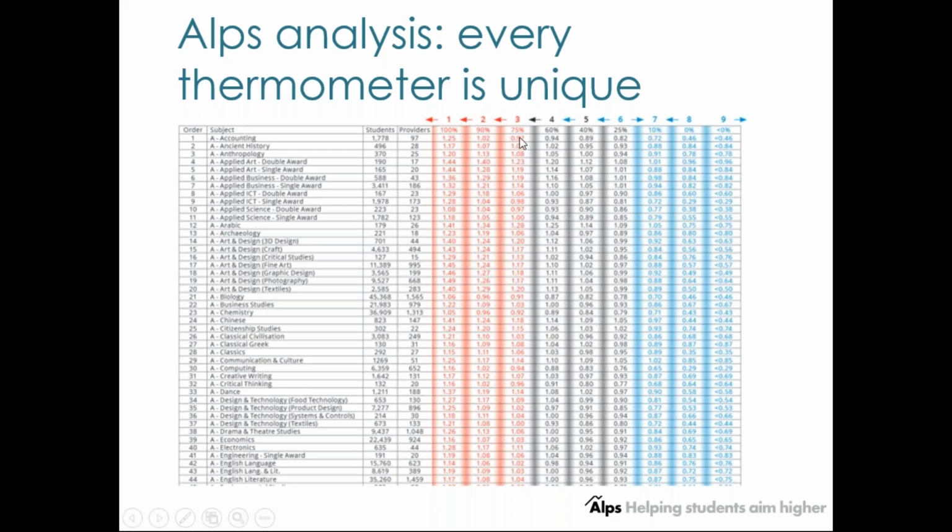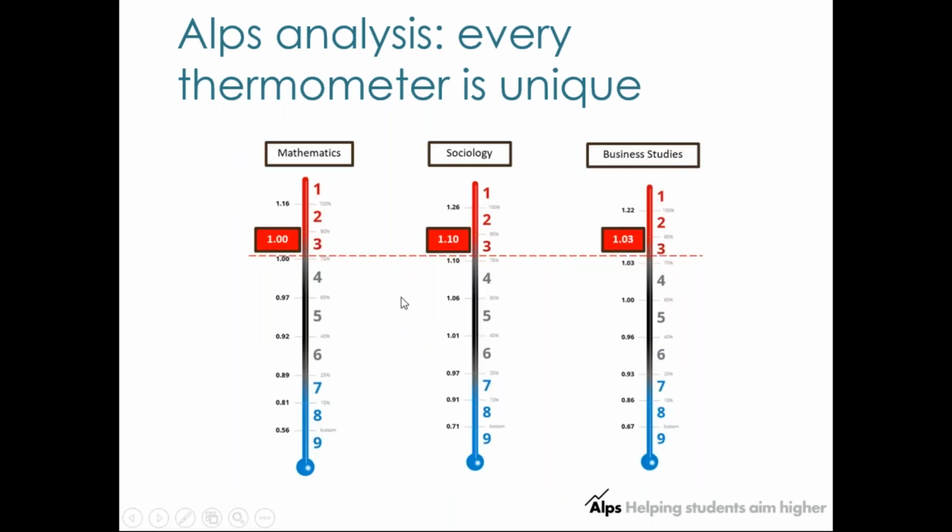You can see that lots of different subjects have lots of different benchmarks, not only at the 75th percentile here, which turns you red, but also at the 0.6 here, which will turn you from blue to black, and even at the grade 1 point. All of that data is in our guide. So you can see here 3 typical A-level subjects, each with a different score required to get into the top 25%.